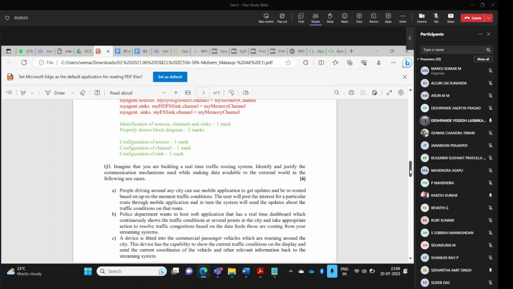Oh, it's also a 6 marks question, right? I think it's three two-marks parts. They might also expect us to draw some block diagram to show what kind of architecture. It's the communication mechanism they're asking.